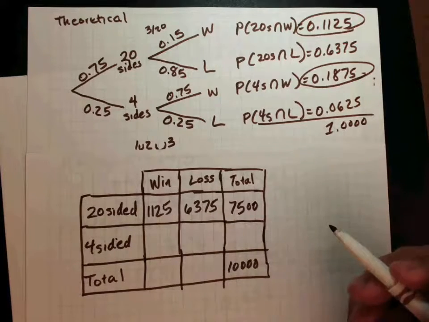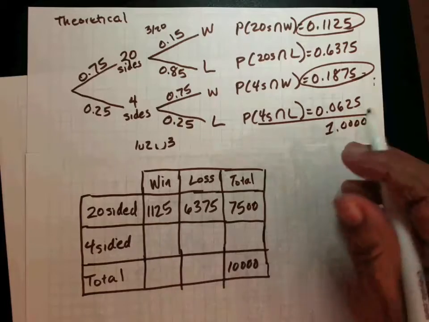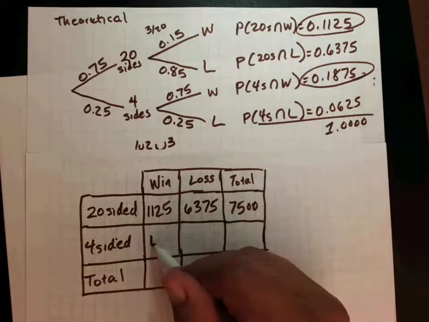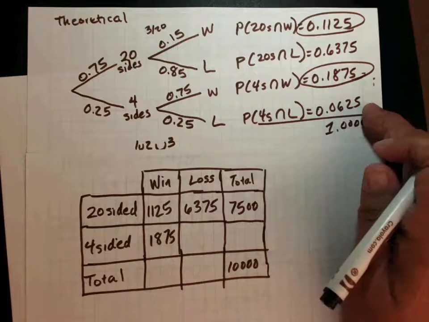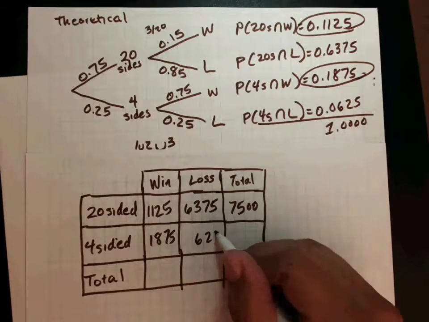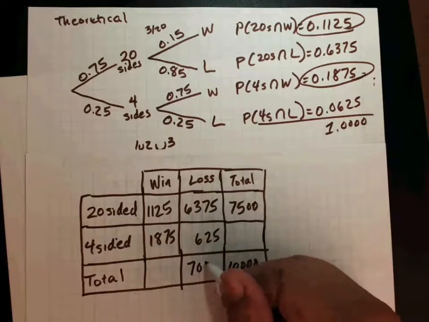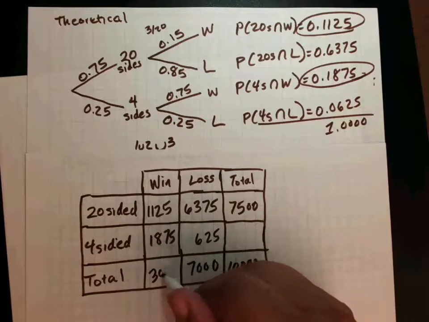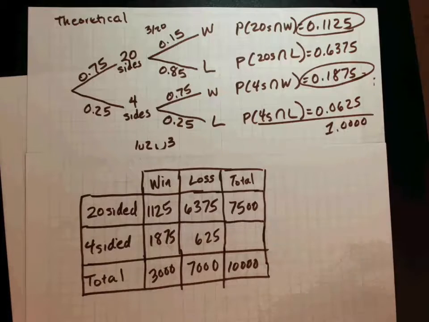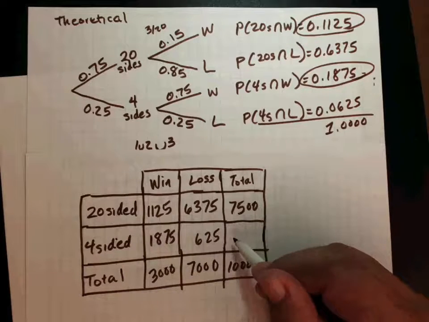Alright. And finally, I can do this. Four-sided and winning, 1875. And four-sided and losing, 625. So it's kind of low there. And I'm going to get 7,000 here. And it looks like I will get 3,000 here. And if I add these across, I should get 2,500.